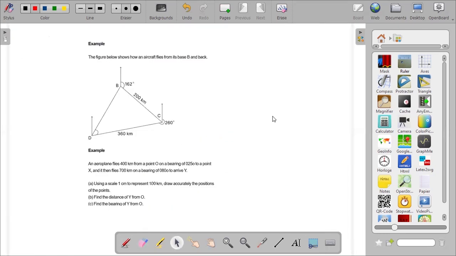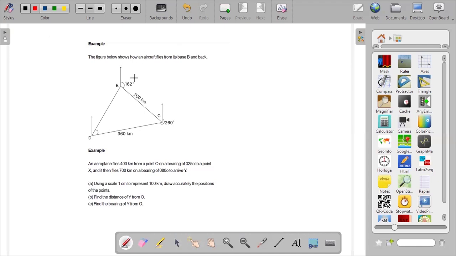And we have the next question here. It says the figure below shows an aircraft flies from its base B and back. It's not the last, it's second to the last, rather. Then what do they want us to do here? The question is not complete. Let me check the source of that question.